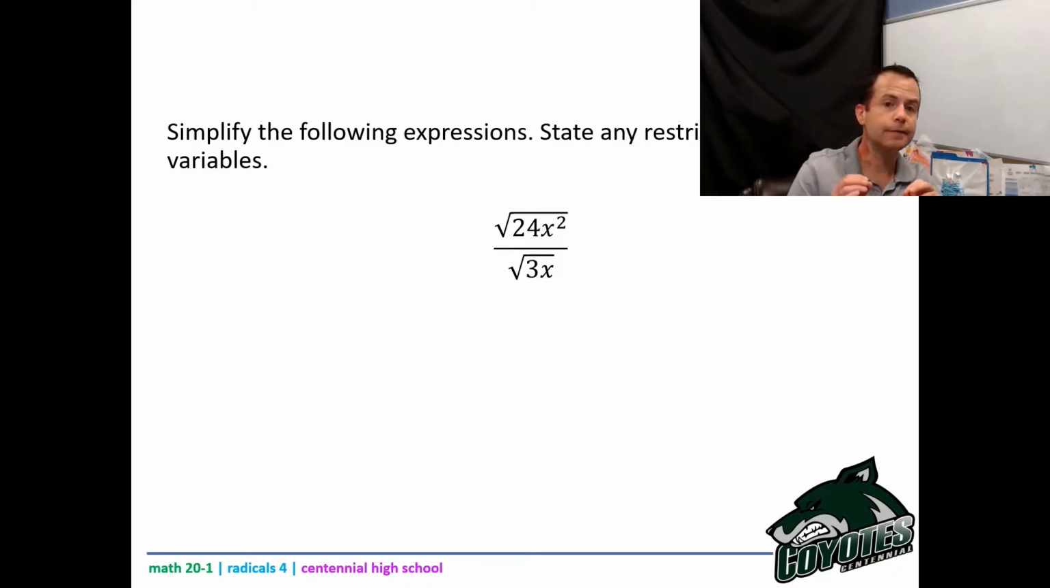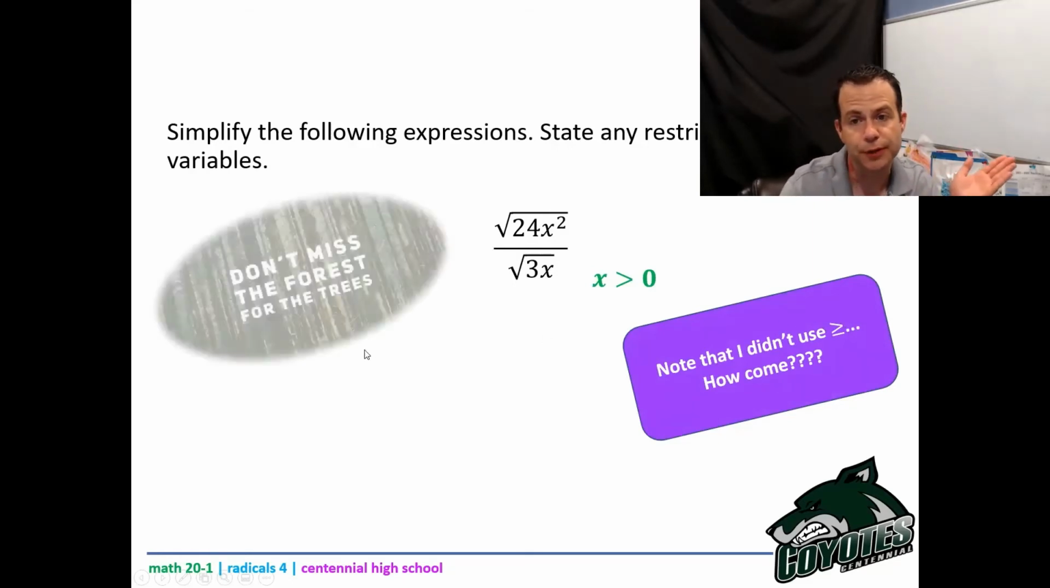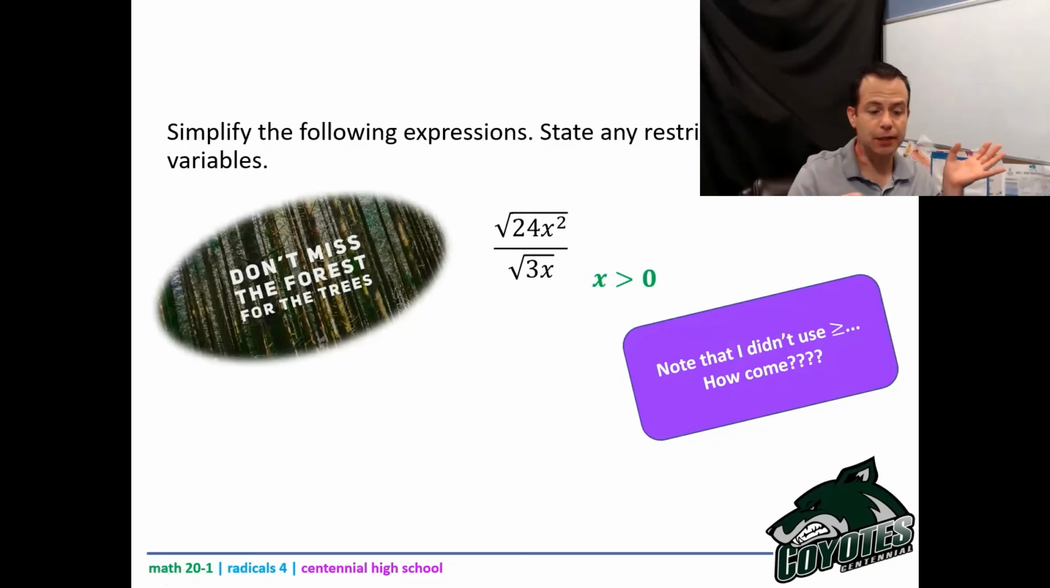Okay, so for this guy, instead of saying x is greater than or equal to 0, we end up just saying x is greater than 0, because it actually can't be equal to 0. Okay, so x is greater than 0. And just note that I didn't use that greater than or equal to symbol, and that's why. Okay, now don't lose the forest for the trees in this one. We just had this big conversation around rationalizing the denominator. So some of you may look at this question and you say, oh, okay, I want to multiply by root 3x over root 3x.